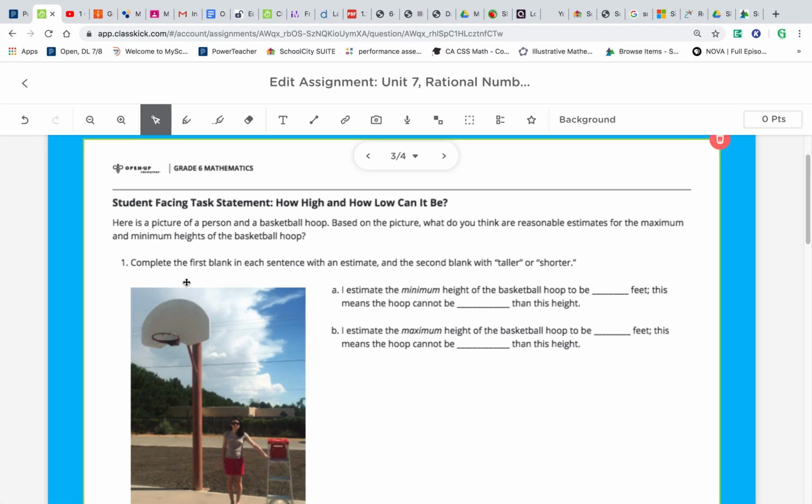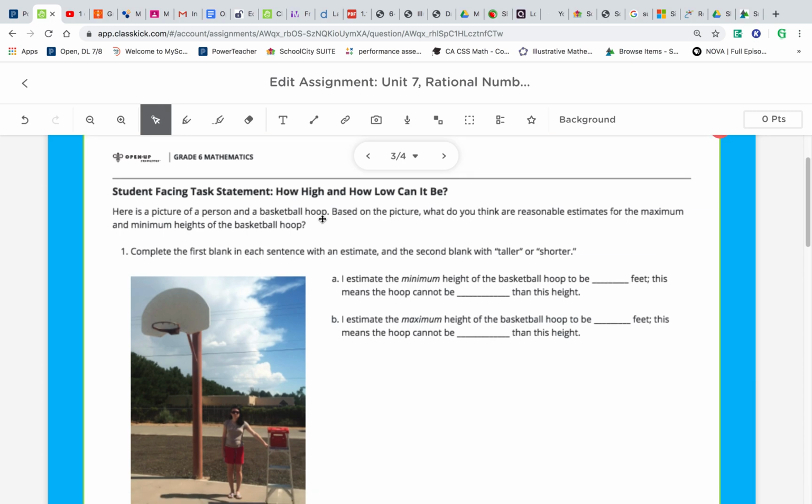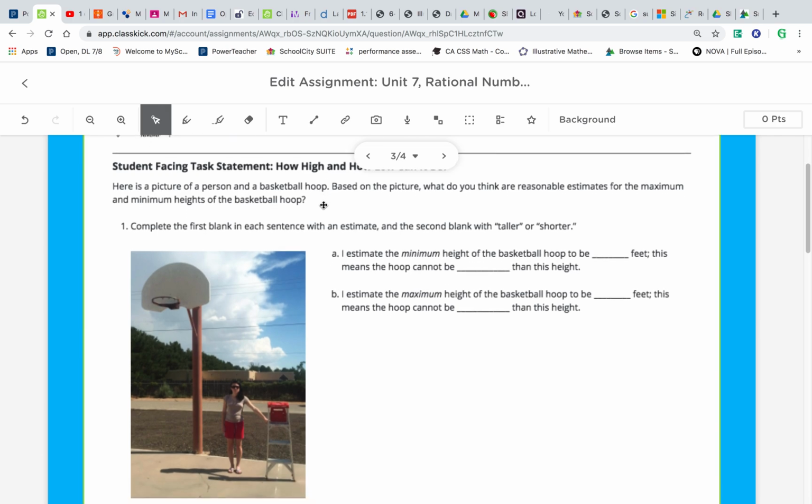All right, hello. We are back for the second activity in lesson 8. This one, the title is How High and How Low Can It Be? So we have a picture of a basketball hoop. And when they talk about the basketball hoop, they're talking about the rim here, not the very top of it, which is called the backboard. The rim is right here. That's what they're talking about by the hoop.